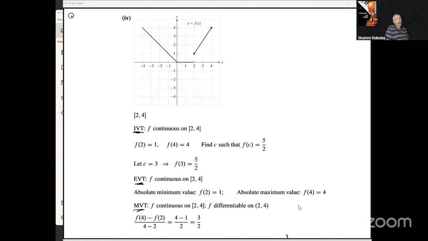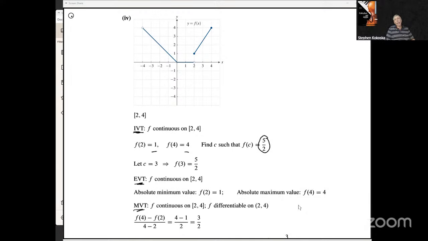For the intermediate value theorem, is f continuous on that closed interval? You bet it is. F of 2 is 1, f of 4 is 4. And we were asked, is there a value of c such that f of c is equal to 5/2? Well, let's see. 5/2 is in this interval, 1 to 4. So yeah, there's got to be a value.